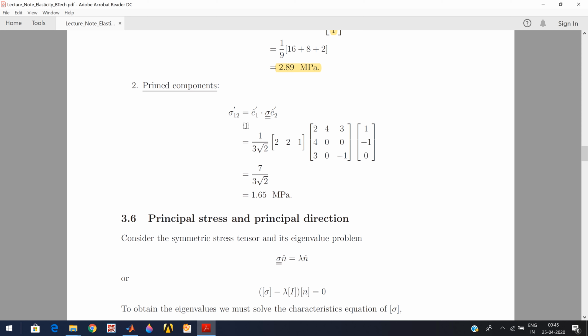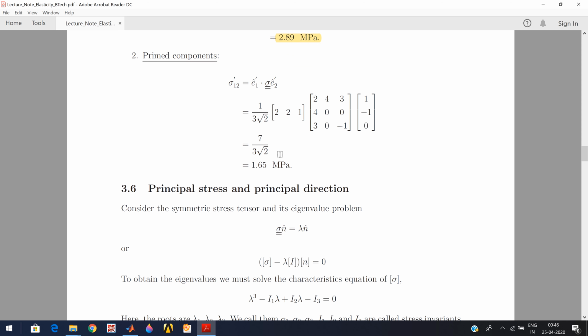You remember that we discussed the transformation of the stress tensor, and how we can find the prime components of a tensor: aij prime equals ei prime dot A ej prime. That's the formula we had. If we use that formula and put all these vectors in the appropriate places, we'll get the prime components.